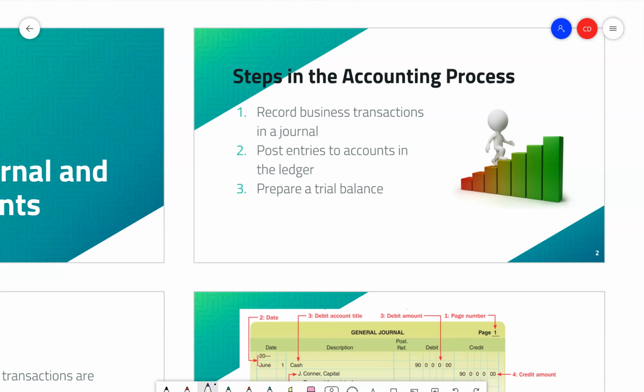And now we can move fairly quickly through the first three steps of the process that you see in front of you, because we've essentially done them just in a different format. So the first three steps that we're going to be looking at over the next 2 weeks or so are recording business transactions in a journal, posting entries to accounts in the ledger, and preparing a trial balance. So you've actually done all of these. They've just looked a little different.